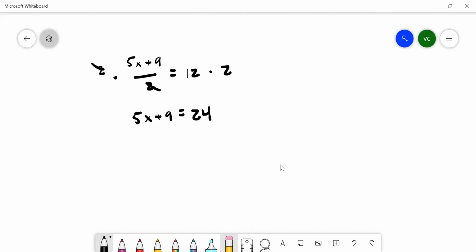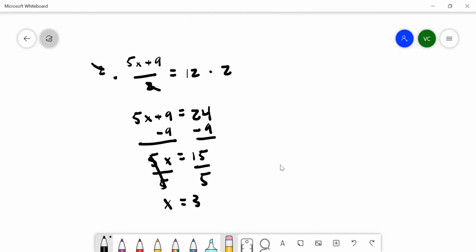Pause the video. If you said you've got to get the 5x by itself first, you're right. So you have to subtract 9 from both sides, and you'll get 5x is equal to 24 minus 9, which is going to be 15. And then you would solve for x. You would get the x by itself by dividing 5 on both sides. The 5s cancel out, and x is going to be 3.